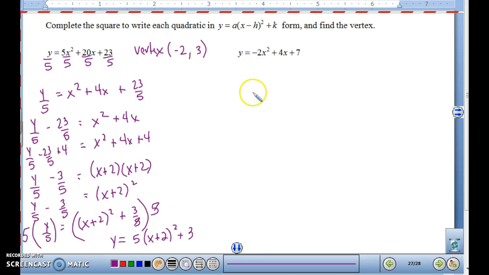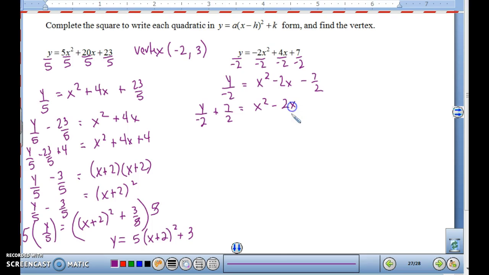All right, let's do one more. What do we have to divide this one by? We actually divide it by negative 2. Divide everything by negative 2. So that gives me y over negative 2 equals x squared minus 2x minus 7 over 2. All right, move the 7 over 2 over here. So this is going to add 7 over 2 equals x squared minus 2x. Take half of the b term and square it. Half of the b term, negative 2, is negative 1, squared is 1. So we want to add 1 to both sides. Is equal to x squared minus 2x plus 1.